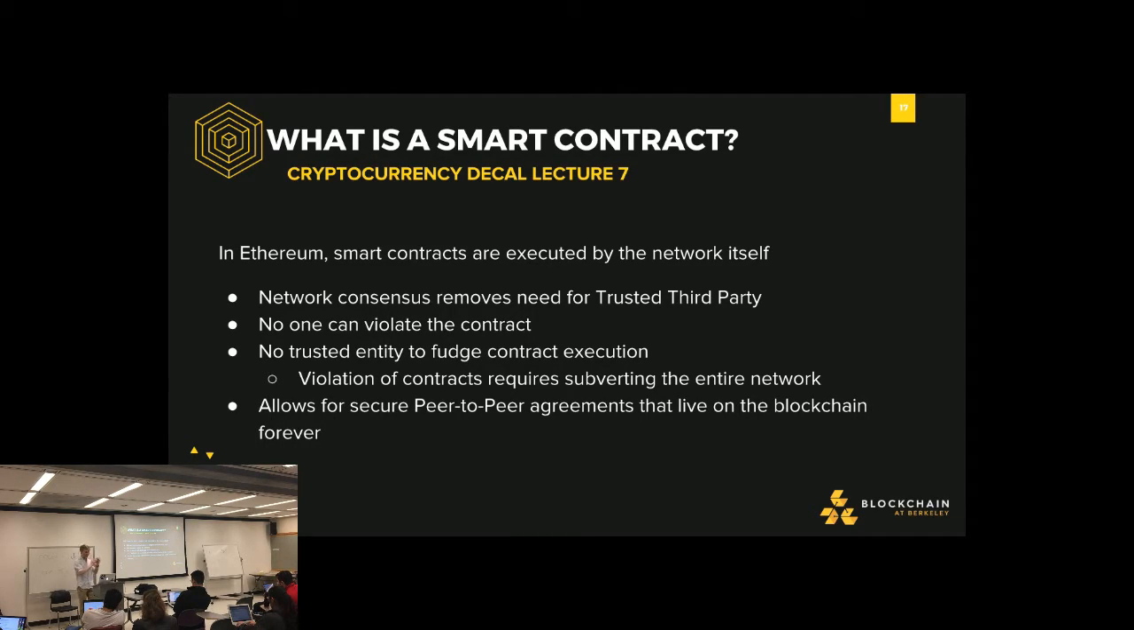This happens in lockstep across every single node, so it's like parallel redundancy. Every node is updating the same state at the same time. And this ensures that no one violates the contract because everyone agrees on what the contract should do. And again, there's no trusted entity because we assume that the proof of work forces everyone to cooperate.